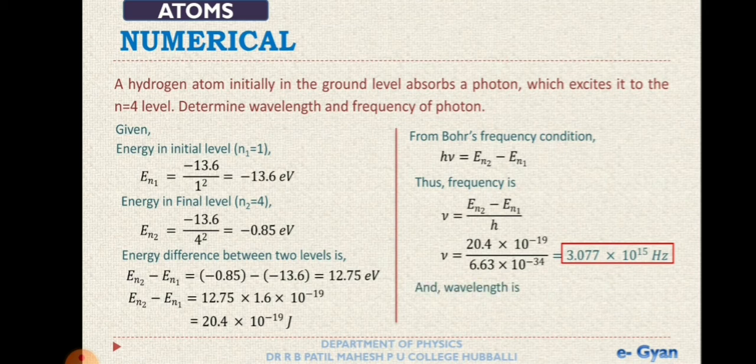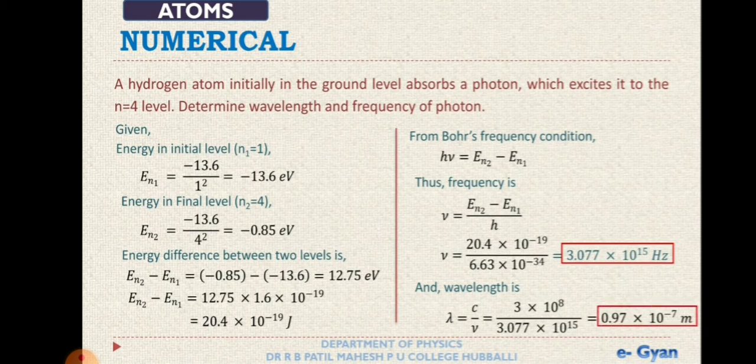And the wavelength can be given as lambda equal to c divided by nu, where c is the speed of light in free space. Lambda is equal to 3 into 10 to the power of 8 divided by 3.077 into 10 to the power of 15. The wavelength is obtained as 0.97 into 10 to the power of minus 7 meter. So thus, the frequency and the wavelength of the photon which is being absorbed by a hydrogen atom to make a transition from ground state to n equal to 4 level is calculated.